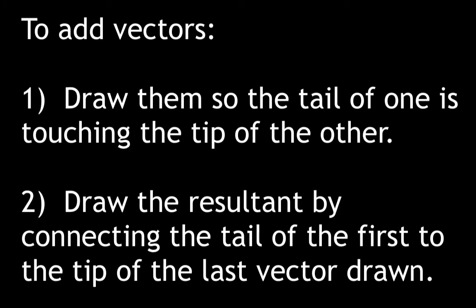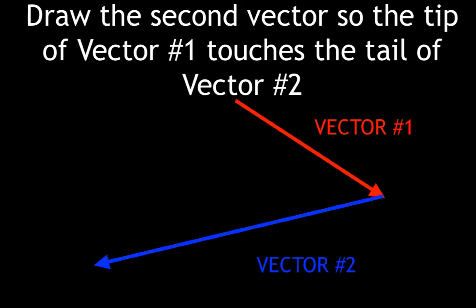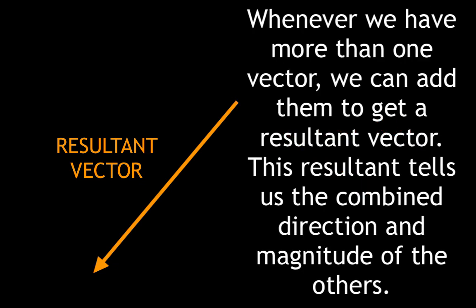So to summarize, to add vectors, we draw them so the tail of one is touching the tip of the other. Then we draw the resultant by connecting the tail of the first to the tip of the last vector drawn. So first I'll draw my vector. Then I'll draw my second vector, so the tip of vector 1 touches the tail of vector 2. Finally, I draw the resultant vector from the tail of the first vector to the tip of the last vector. Whenever we have more than one vector, we can add them to get a resultant vector. This resultant tells us the combined direction and magnitude of the others.